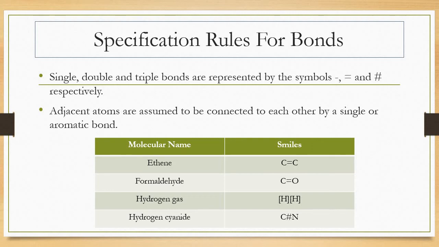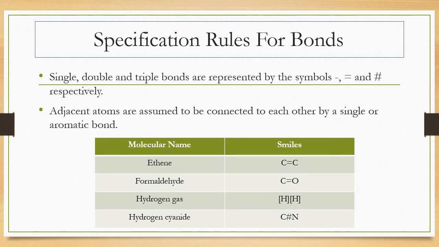For single and double bonds, we simply use these symbols, single and double. But for triple bonds, we can use a hashtag sign. The adjacent atoms are assumed to be connected to each other by a single or aromatic bond, and the bonds between aliphatic atoms are assumed to be single unless specified otherwise.